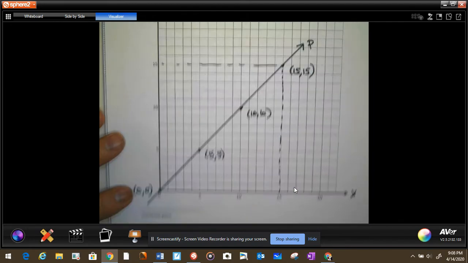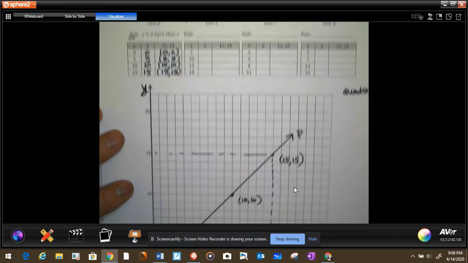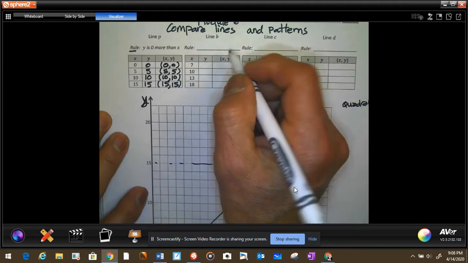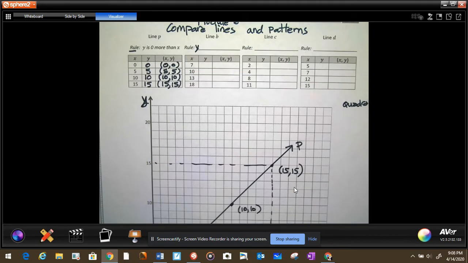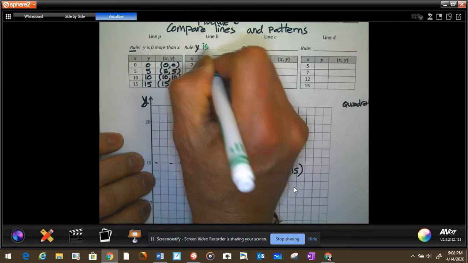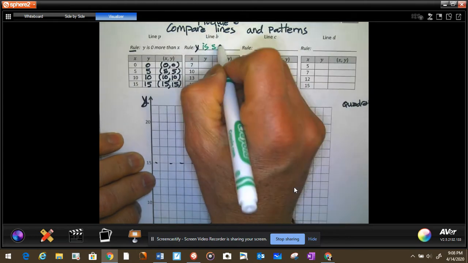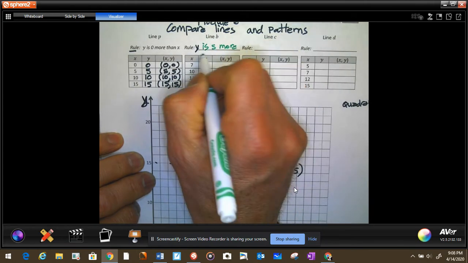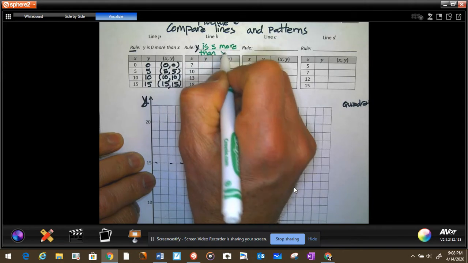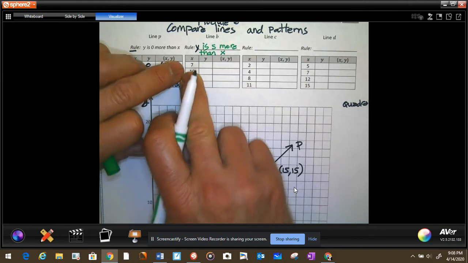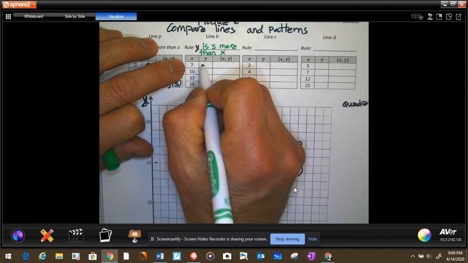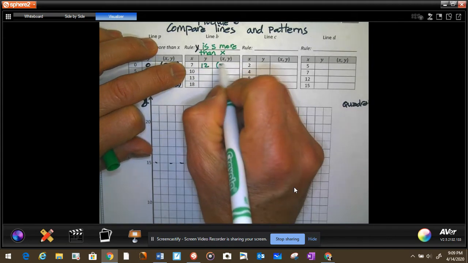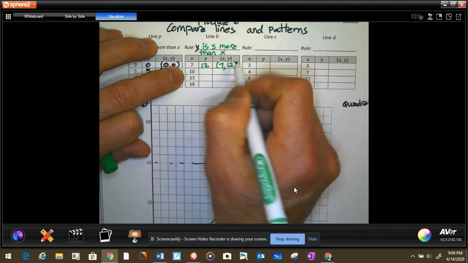Okay, so now let's look at the next table. We're going to say that y is 5 more than x. So whatever number x is, y has to be 5 more. So what is 7 plus 5? That will be 12. That will be y. So 7 and 12 are the coordinate pair.